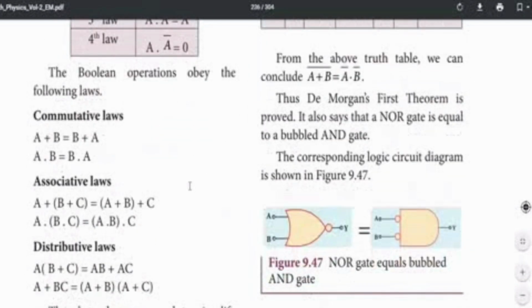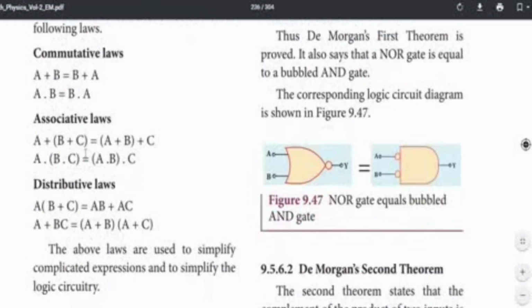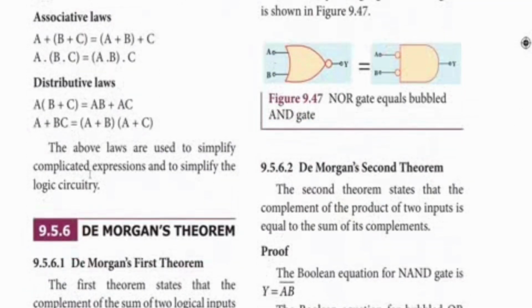See the difference. Commutative law: a plus b equal to b plus a, and a dot b equal to b dot a. Boolean algebra obeys these laws. Associative law: a plus b plus c equal to a plus b plus c. Next one, distributive law. This also satisfies the distributive law. The above laws are used to simplify complicated expressions and logical circuits. When more logic gates are connected, using Boolean algebra we can find out what output will come from that circuit.